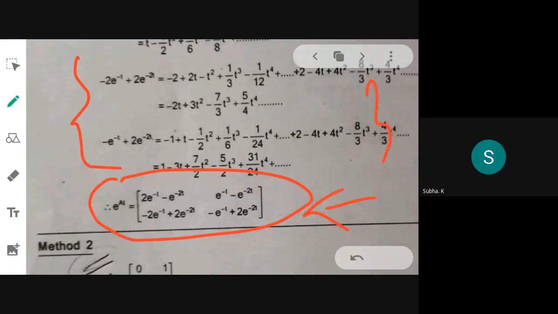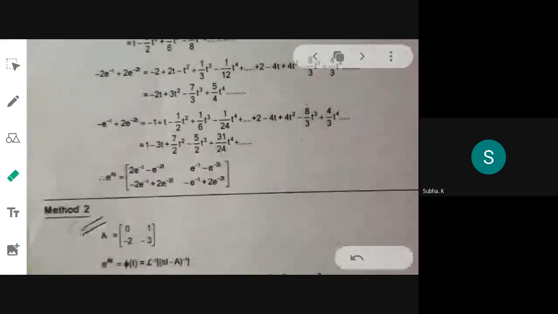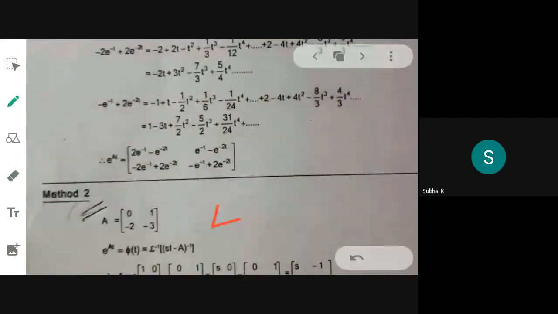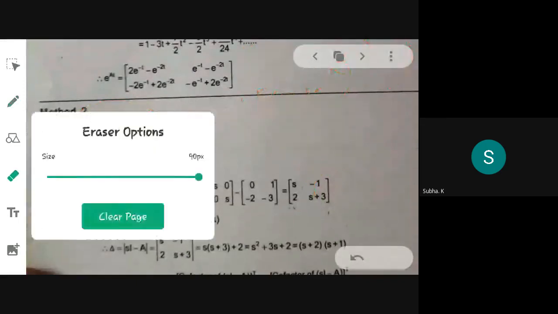That is the problem when you are solving for e power At with the matrix exponential. So let us see what answer you get when you solve the same with the Laplace transform. What is the formula? L inverse of (SI minus A) inverse. This is the formula you use for calculating e power At by the second method, the inverse Laplace transform. The unknown parameters: I is the identity matrix as usual, A is the given matrix from the problem, and S you substitute as S only. Then by matrix methodology, you determine the inverse Laplace transform.